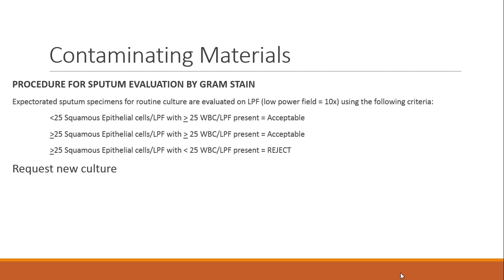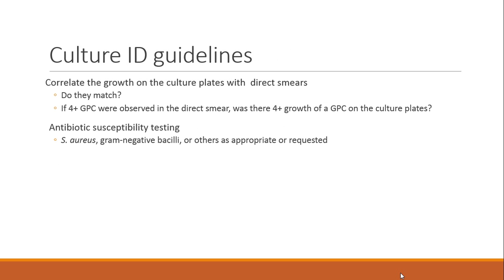Greater than 25 squamous epis, not a great sample. There's a lot of skin contamination there, but we have a lot of white cells present, right? So we're going to accept that. That's mixed secretions, but it's an acceptable sample. Here we've got greater than 25 squamous epis, so it's contaminated, and we've got less than 25 white blood cells, so there's not a lot of white cells there, so we're going to reject that one and ask for a new culture.